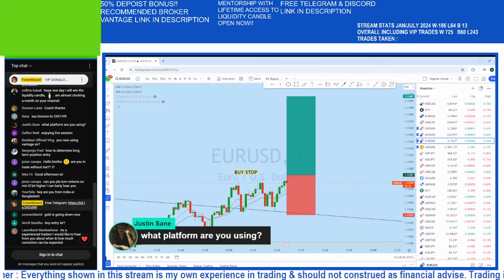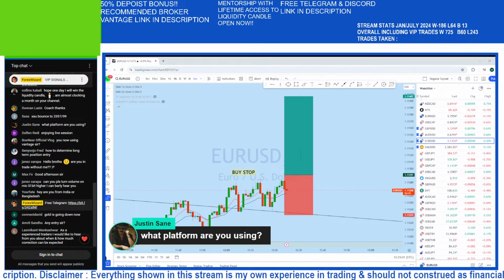We placed around 7 pip stop loss. So euro dollar, I have placed a buy stop above this level at 1.1129. If we see enough confirmation, then we can look for a potential entry.